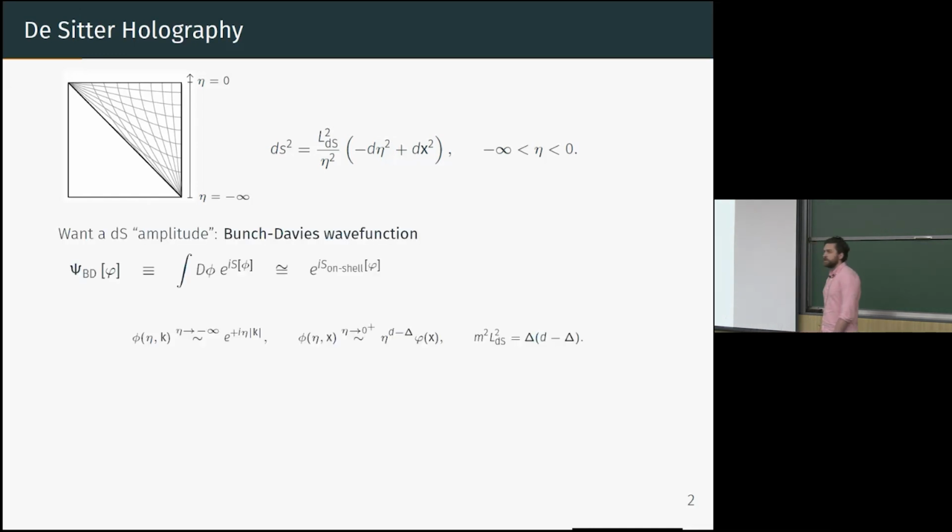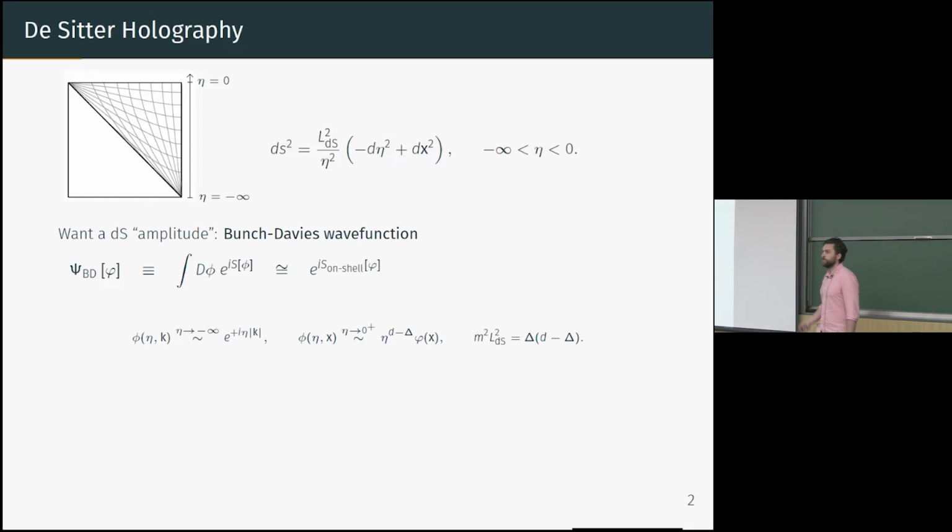So to construct some kind of Weinberg-like argument for objects in de Sitter, we want something like a scattering amplitude. And I'm going to claim that the most natural object of this kind is what's called the Bunch-Davies wave function. So formally, this is defined as some path integral over whatever bulk fields you have with some boundary conditions. There's a boundary condition in the infinite past that projects onto positive frequency modes that defines this Bunch-Davies vacuum state.